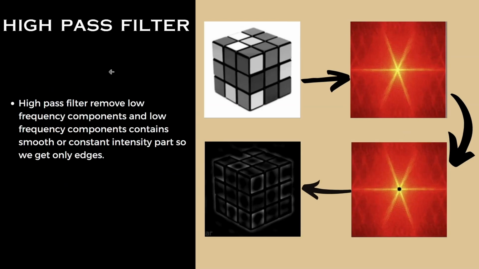High pass filter. A high pass filter removes low frequency components, and low frequency components contain smooth contours or constant intensity parts, so we get only edges. And here the process is similar to the low pass filter. First we convert the image into frequency domain, then apply the filter on it, and then convert back to spatial domain.